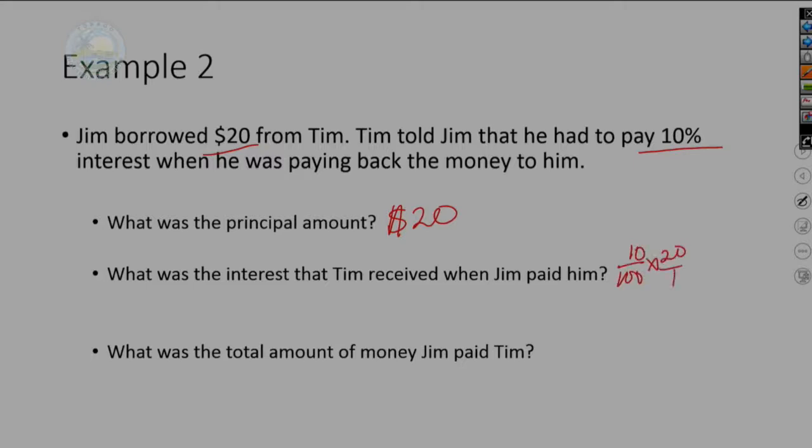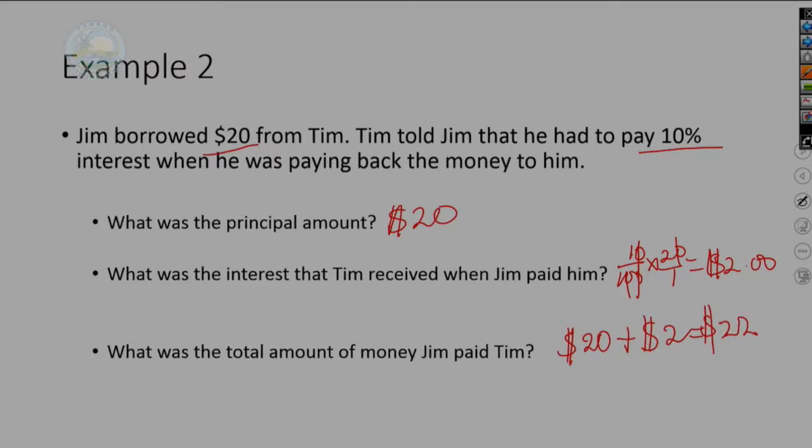Now, what did we say about 10%? It's just dividing by 10. So 20 divided by 10 is $2. What's the total amount that Jim had to pay? He had to pay back all the money he borrowed plus the interest. So in all, he paid $22.